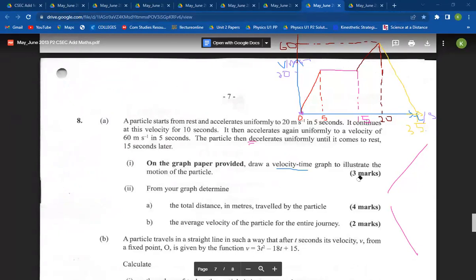Okay. And it's 3 marks, eh? Only 3 marks. Anyways, from your graph, this is why it's important to know how to read a graph. From your graph, determine the total distance in meters traveled by the particle.